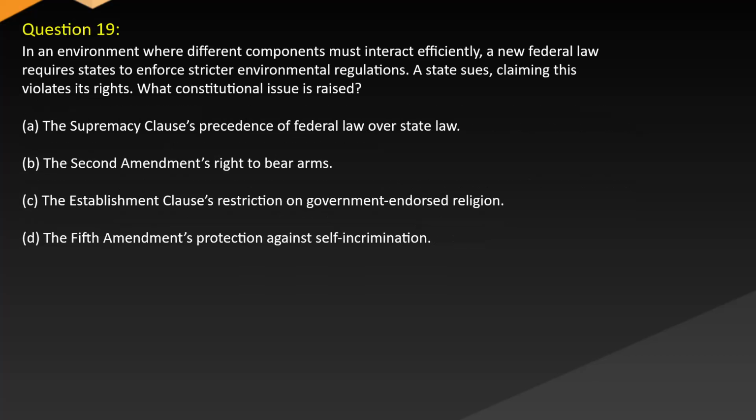Question 19. In an environment where different components must interact efficiently, a new federal law requires states to enforce stricter environmental regulations. A state sues, claiming this violates its rights. What constitutional issue is raised? A. The Supremacy Clause's precedence of federal law over state law. B. The Second Amendment's right to bear arms. C. The Establishment Clause's restriction on government-endorsed religion. D. The Fifth Amendment's protection against self-incrimination.